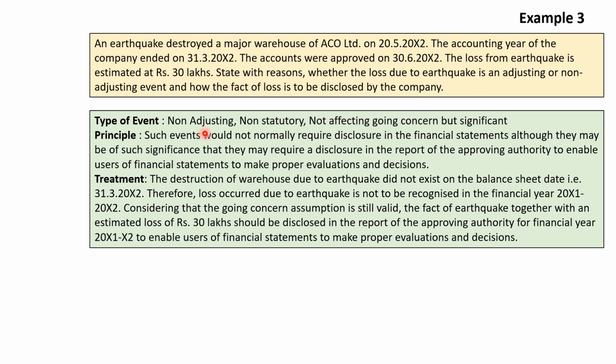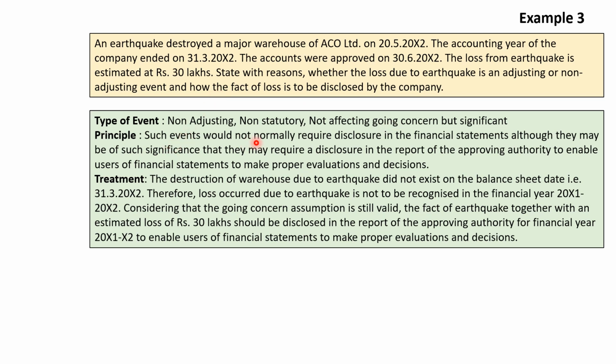And on 31st March it was never possible for you to imagine that afterwards there is going to be an earthquake. It is not like dividend, where a statutory obligation is created. It is not affecting going concern because nothing is mentioned in the problem that the company has suffered major loss and it is impossible for the company to do the business hereafter. Such adjustments are not given, so it is not affecting going concern. But at the same time it is significant because damage by earthquake is something which will have to be told to the reader of financial statements.